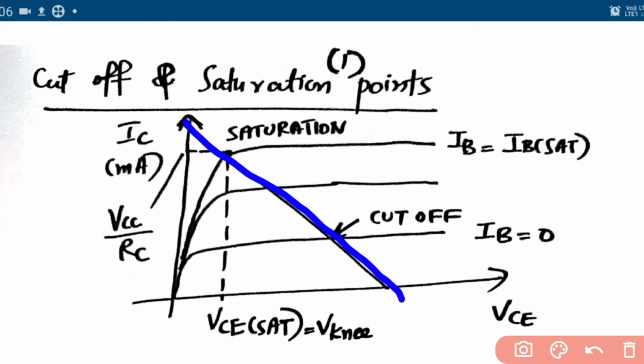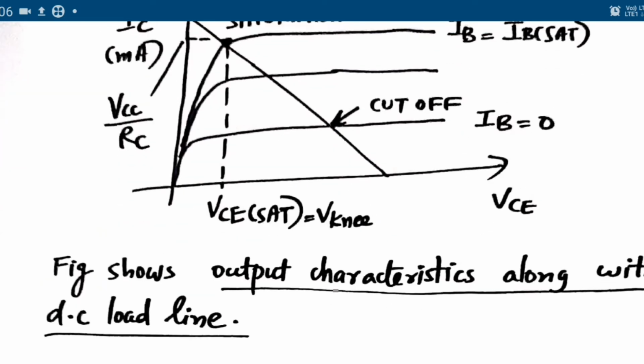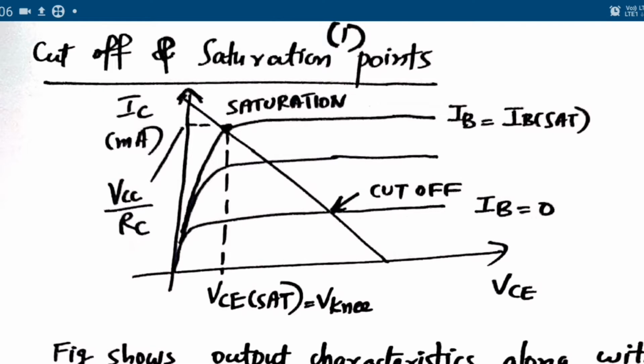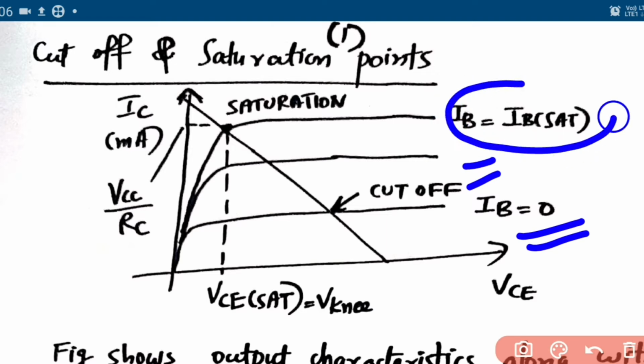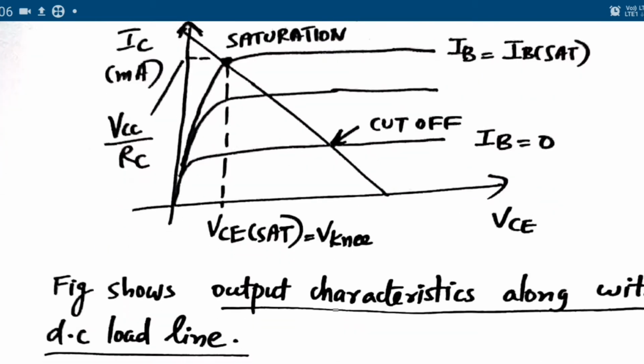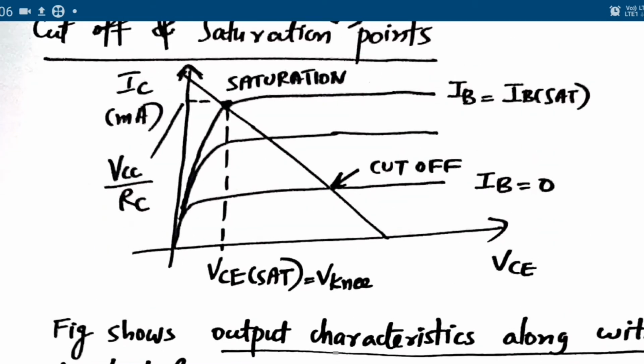And here what we have done is we have the output characteristics superimposed over the DC load line. The output characteristics for IB equal to 0 is shown here. Base current 0, and this is for some value greater than 0. And this is the saturation value, the maximum value of the IB, the maximum IB.